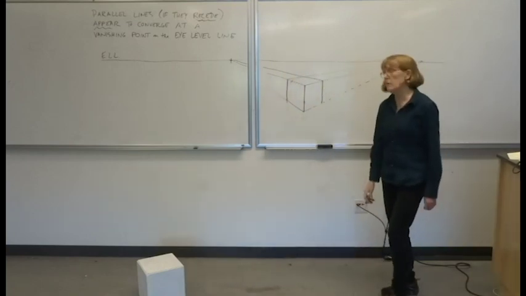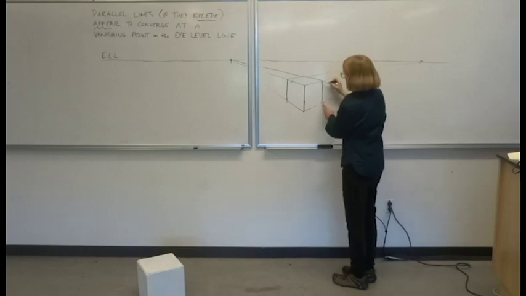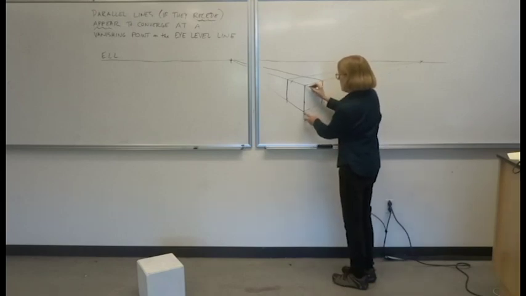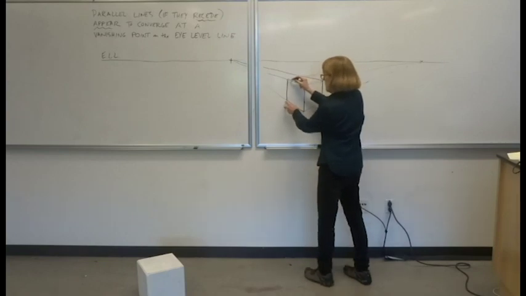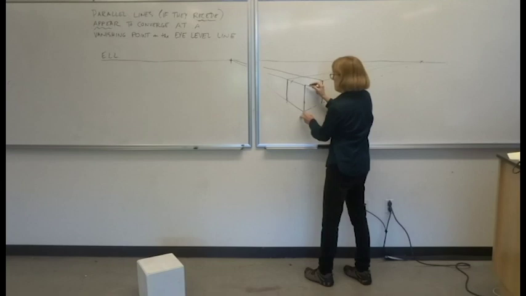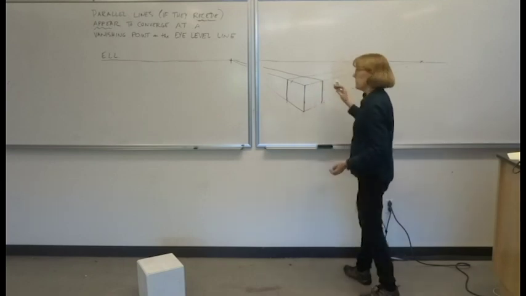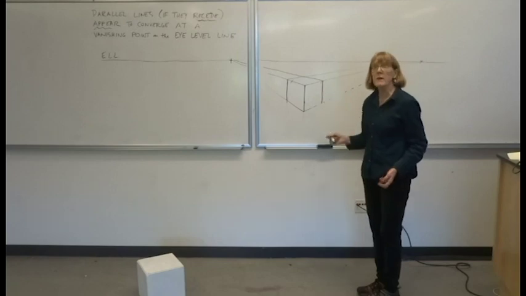Right? So there we have a box that is slightly smaller in the back than it is in the front on both sides. This dimension here is going to be a little bit smaller than this one. And this one is going to be a little bit smaller than this one because these are further from the picture plane.